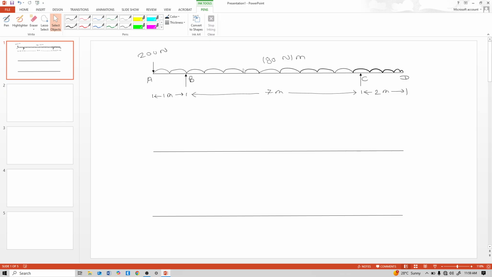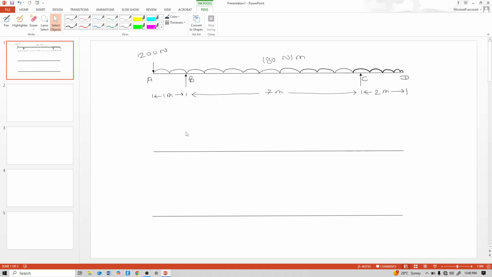We will see the shear force diagram and bending moment diagram of this beam. The total length of this beam is 7 plus 1 plus 2, which is 10 meters, and a 180 Newton per meter load is acting on this beam throughout. At point A there is a 200 Newton downward load, and at points B and C there are vertical reactions. We need to calculate the shear force diagram and bending moment diagram.